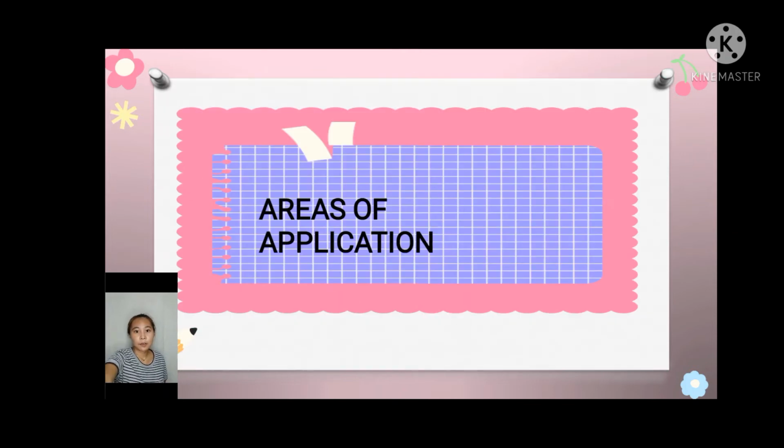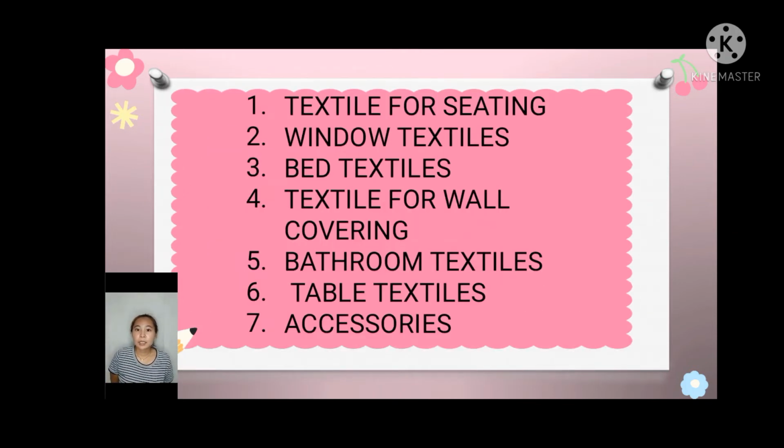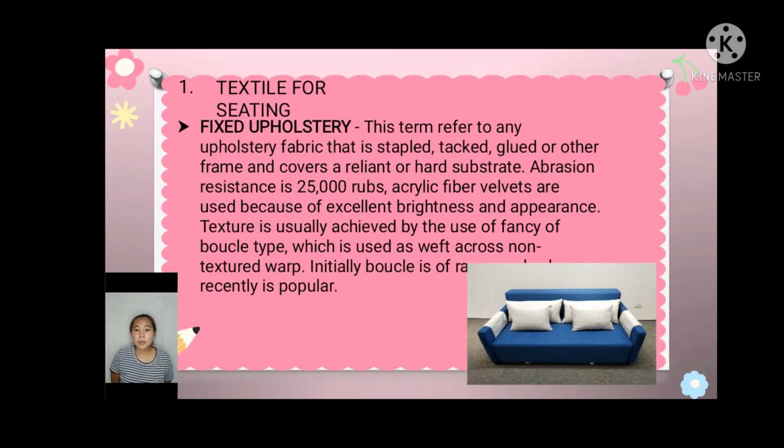And this is the area of application: textiles for seating, window textiles, bed textiles, textiles for wall covering, bathroom textiles, table textiles, and accessories. And for the textiles of seating, fixed upholstery. These terms refer to any upholstery fabric that is stapled, tacked, glued, or otherwise fixed to a frame or hard substrate. Abrasion resistance is 25,000 rubs.